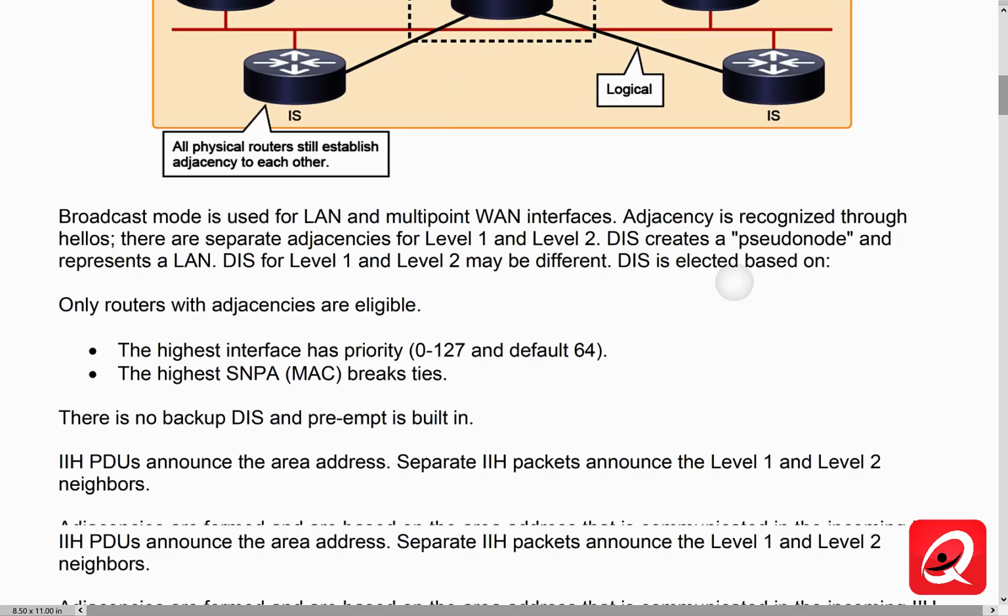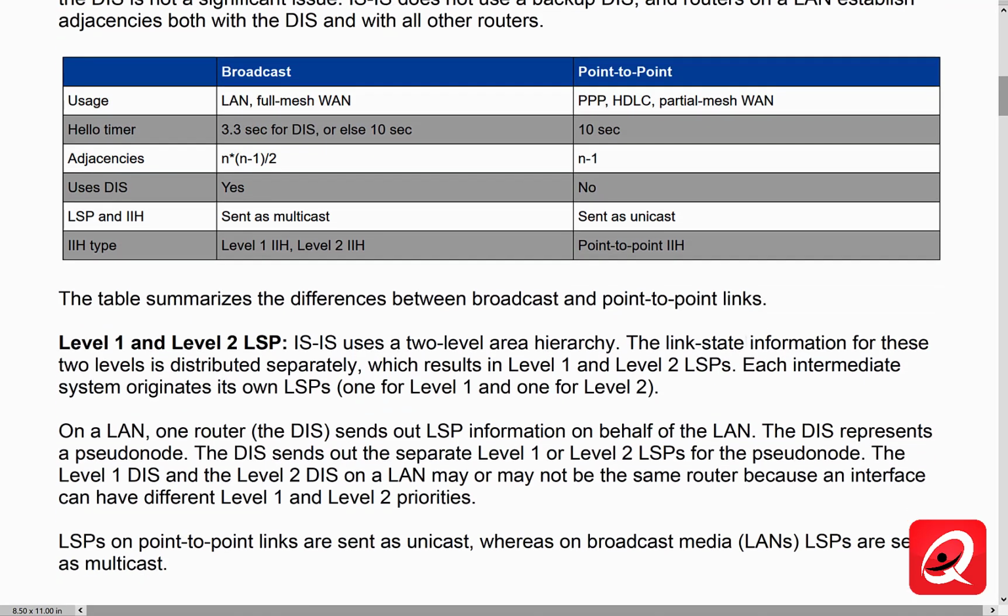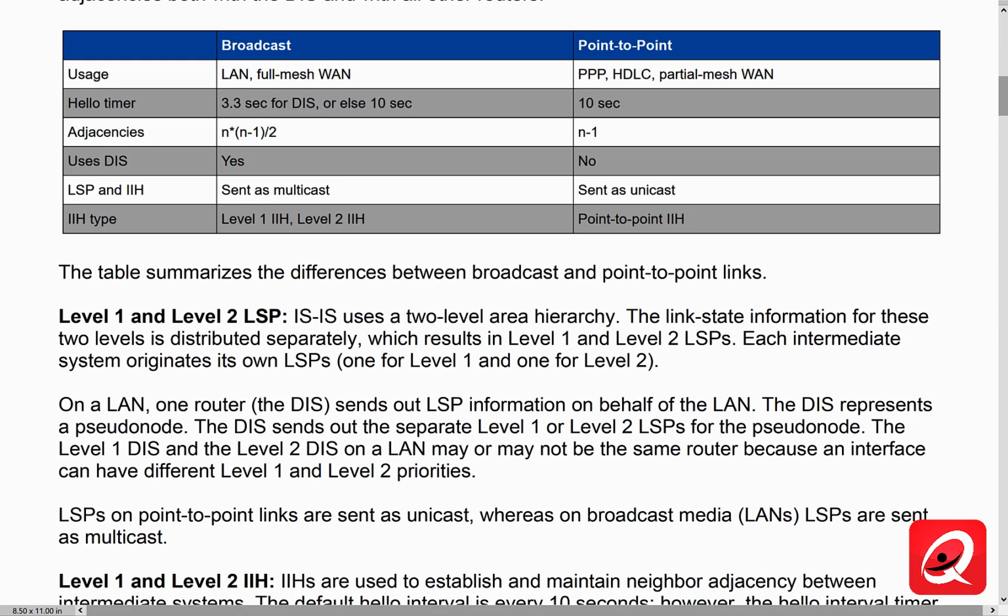So they do show a table here that talks about what would have to happen if I didn't have this relationship and what would happen if I did have this relationship. This is also a good table to represent how ISIS functions over the broadcast network versus a point-to-point network. Obviously, in a broadcast network, we're talking about a single broadcast domain WAN with full mesh, or just a traditional Ethernet network. Point-to-point would be things like PPP, HDLC, or some sort of point-to-point topology in a WAN architecture.